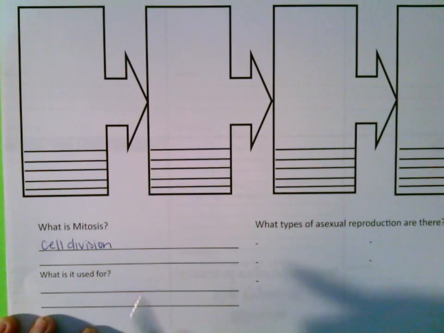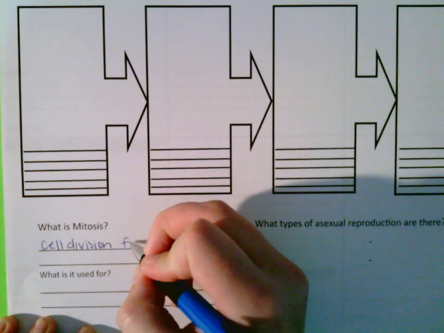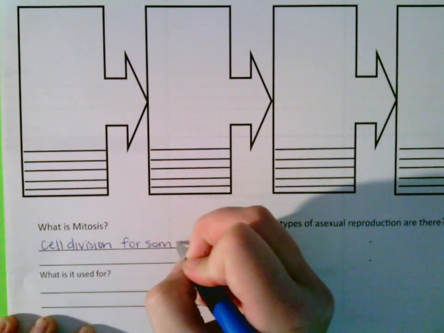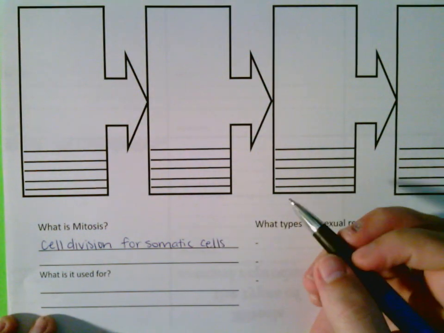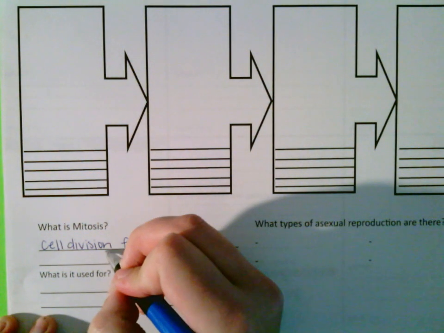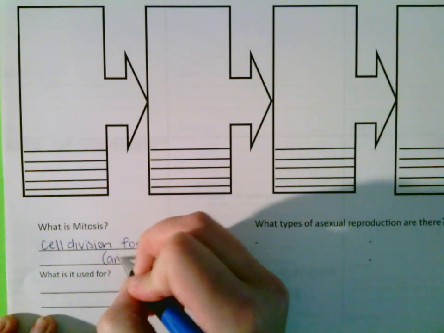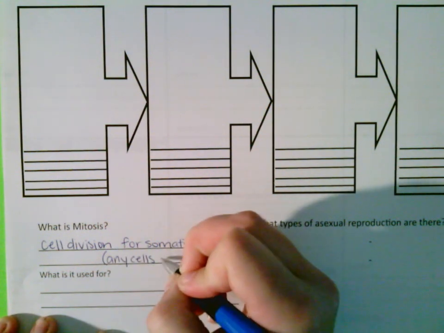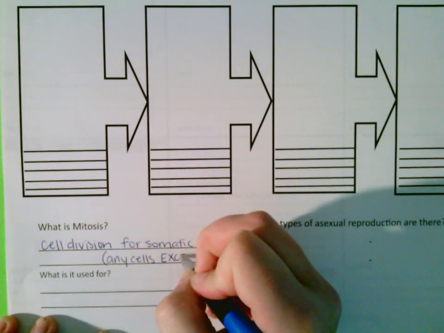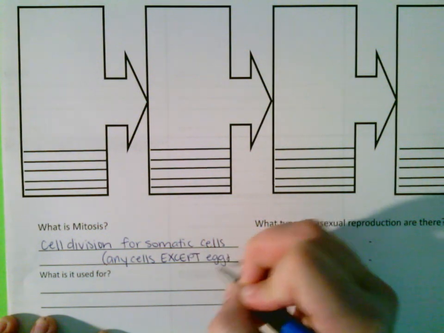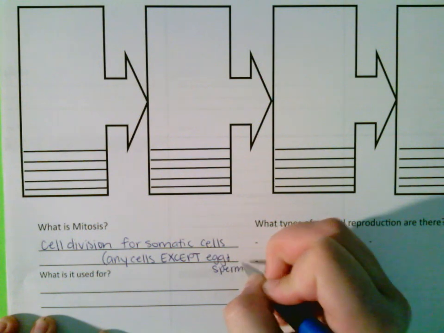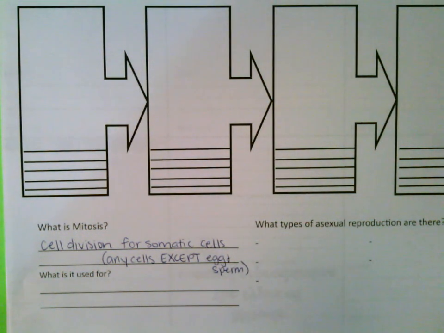But as we'll find out later on in 8th grade science, there's two main kinds of cell division that we're going to be talking about. And this particular cell division is for somatic cells. You might ask, what is a somatic cell? A somatic cell is any cell except egg and sperm. Those are created through another process which we will talk about later on.